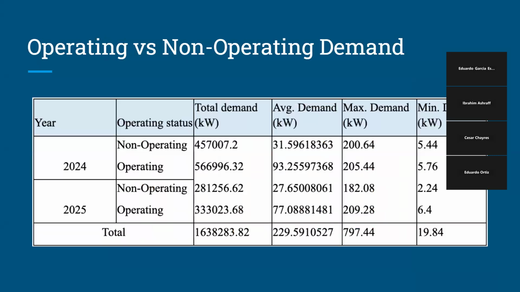Next. In order to understand load behavior, we classified each 15-minute interval as operating, which is Monday to Friday, 8 a.m. to 6 p.m., and everything else is non-operating. Operating hours represent normal production, while non-operating hours mostly reflect the baseline loads like the kiln. Demand is significantly higher and more variable during operating hours, which helps identify where controllable loads exist.